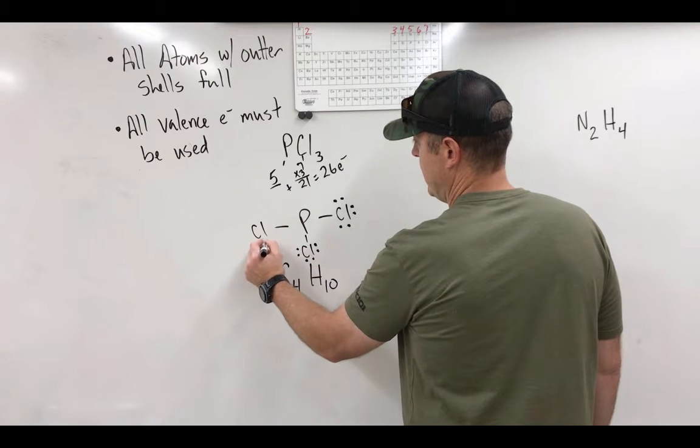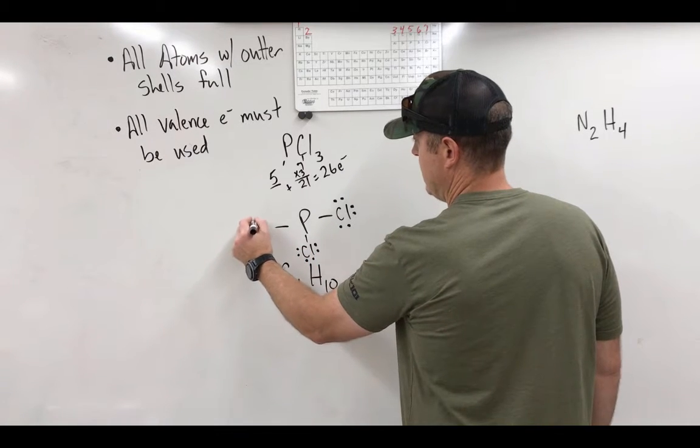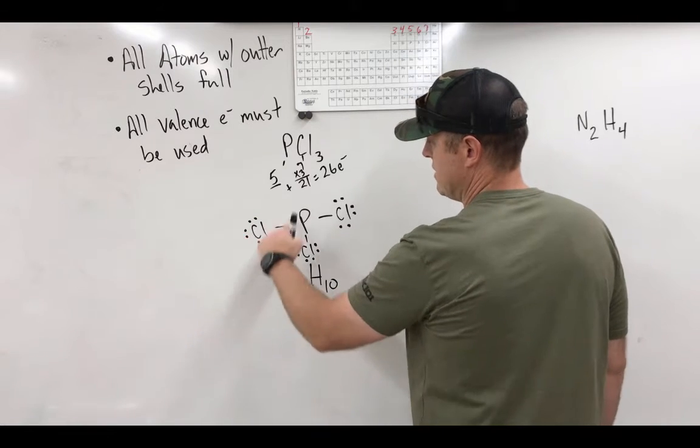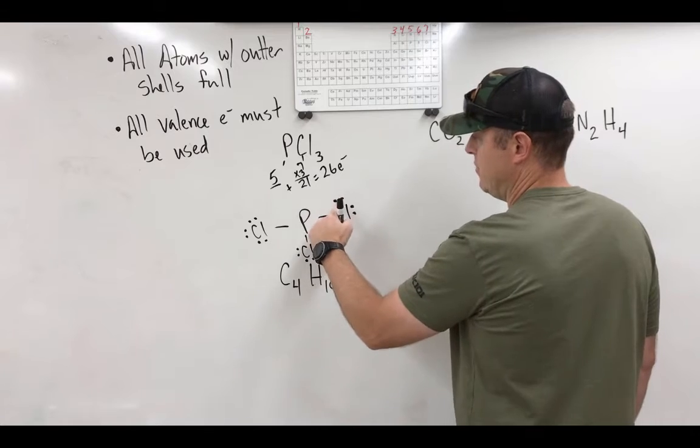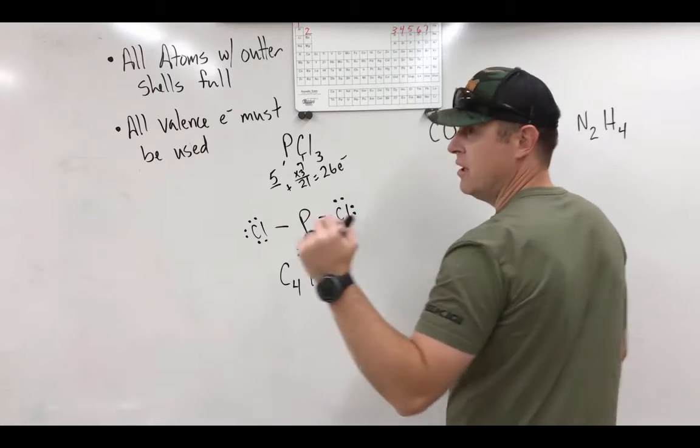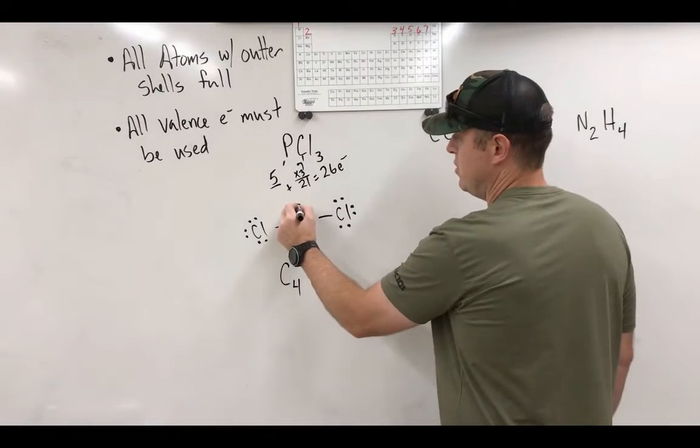So chlorine and phosphorus both need 8. Okay, if I take a look at this atom has 8, this atom has 8, and this chlorine atom has 8. This phosphorus only has 6, so I'm going to need to put a 2 right there.